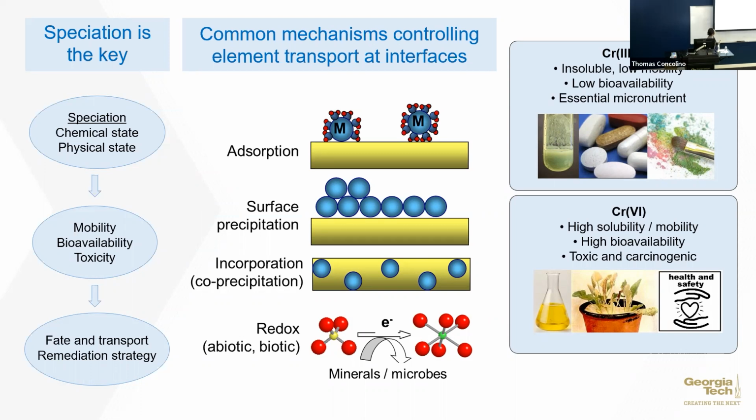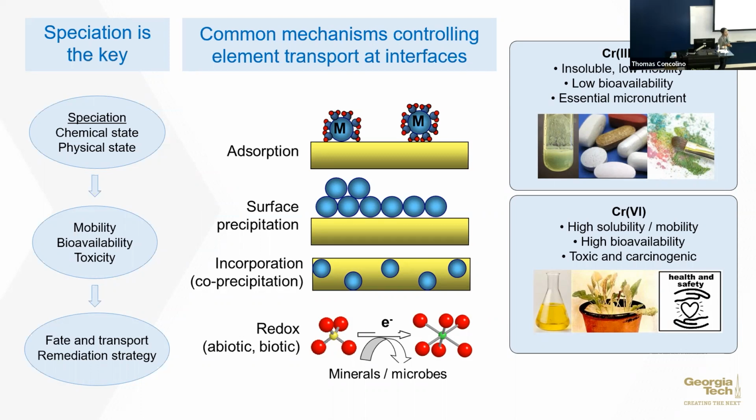Now, if you think about speciation, these are the molecular scale mechanisms that we typically look at, such as adsorption, in the inner sphere or outer sphere, or what some people call chemisorption or physisorption, that is, chemical adsorption or physical adsorption. We can also look at surface precipitation, incorporation, co-precipitation of elements with other solid phases, or abiotically or biotically mediated redox reactions, such as those involving minerals or microbes.